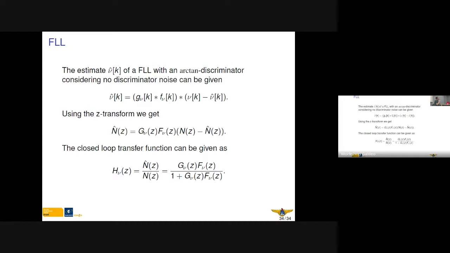And we can do the same for the FLL, and we get the same structure as for the PLL, but with the integrator and FLL loop filter here.